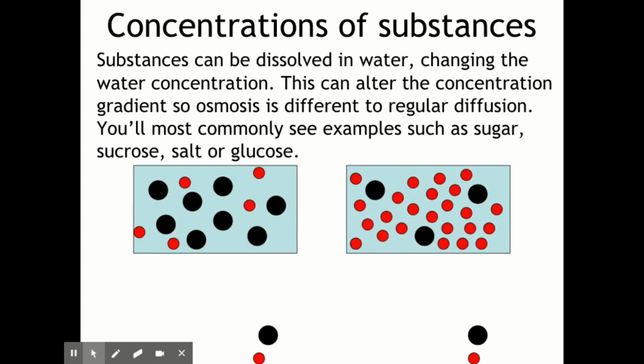So typical exam questions around osmosis in tests or exams can be based on the concentrations of substances. So substances can be dissolved in water, and that changes the overall water concentration. This can alter the concentration gradient as well. So in questions, you will see substances such as sugar, sucrose, salt, starch or glucose being dissolved in water, and then from there you need to work out the concentrations of water.